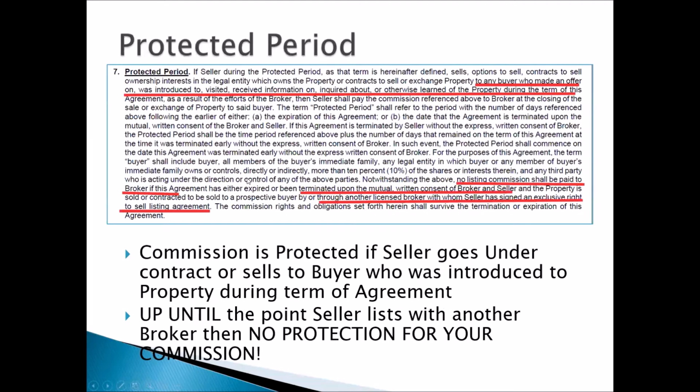Now, protection period. So this is going to be an eye-opener for some of you. For some of you, it may not be.